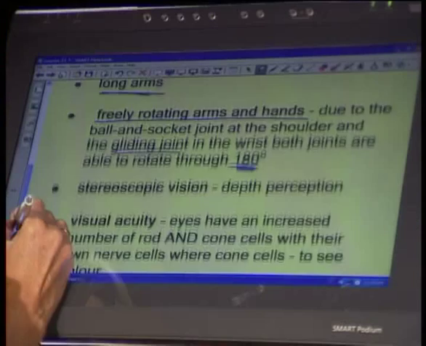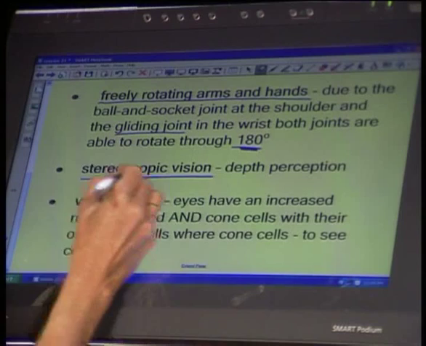Okay, we also have, look at this, stereoscopic vision. We have two eyes, and the two eyes face in the same direction. They're not on the sides of our head here. They're in front, and they face in the same direction. And if you close your left eye and you close your right eye, but put your finger here, and you look at your left and you look through your right, your finger moves. Why? We're seeing things with two eyes.